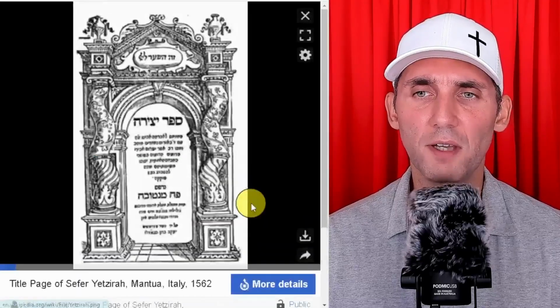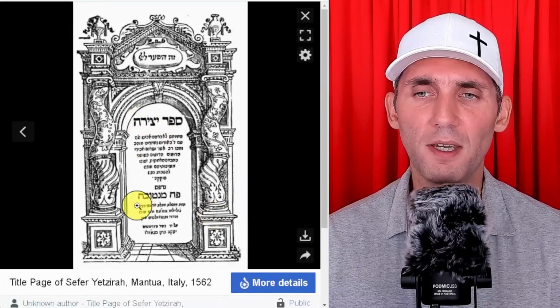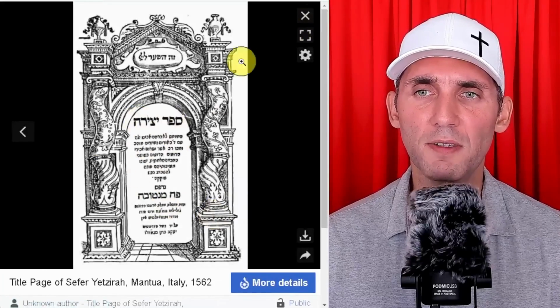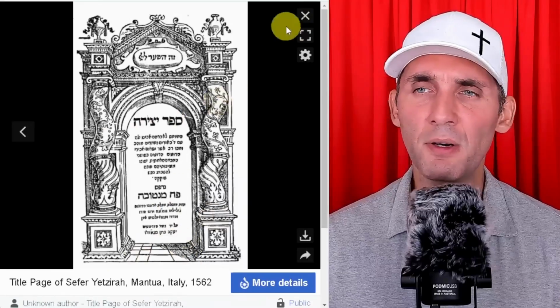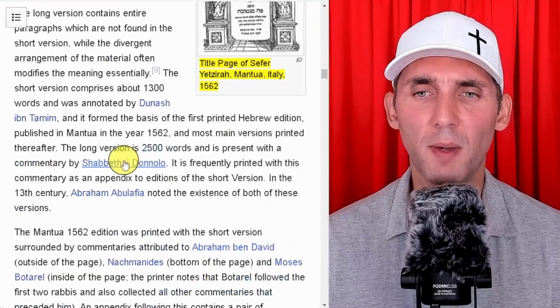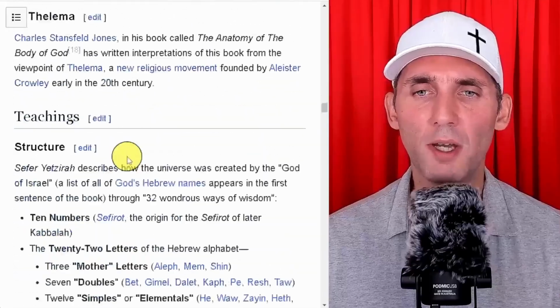Here's a page from the Sefer Yetzirah. Of course, it's got the magical alphabet all over it, and it's got the 2 pillars, if you know what that is, with the checkered floor. Nothing new under the sun, folks. You should recognize these things by now and understand that it's one giant mystery religion that has come to the forefront, and it will come to the forefront very soon.